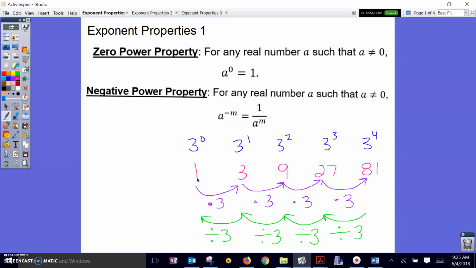Now, as we dip into the negative exponents, the same idea occurs. As we move counting upwards, we're going to be multiplying by 3. So if we go in the other direction, we're going to be dividing by 3.